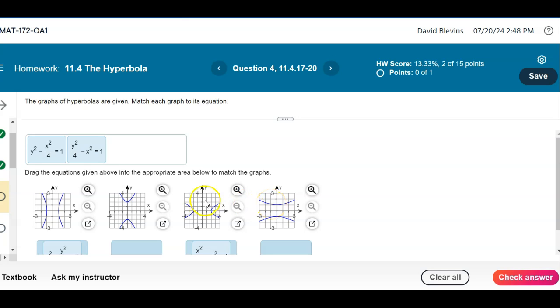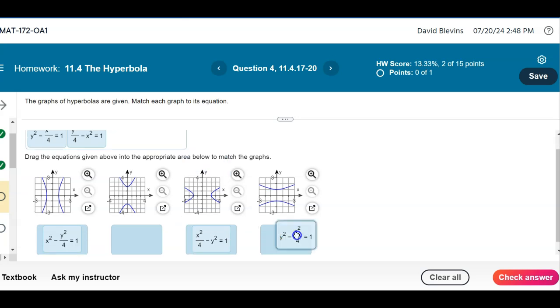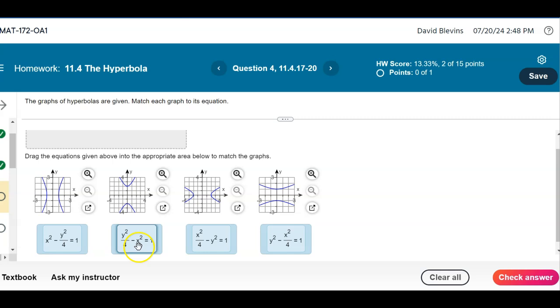Same for this one. You can see this one is touching the y-axis at 1. This one's touching the y-axis at 2. So pick either one of these. It doesn't matter. Let x be 0. That means we're on the y-axis. So if I make x 0, that term goes away, and I have y squared equals 1. If y squared is 1, then y could be positive 1 or negative 1. So this is the one that goes with y being 1 at the vertex. That goes there. And that means the only one that's left over goes there.